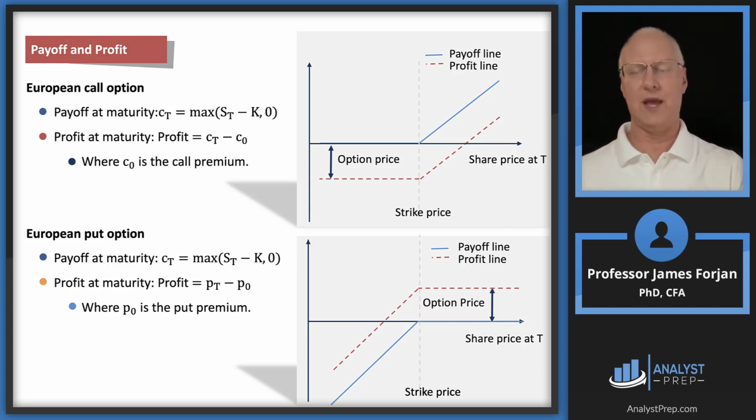So blue lines and dotted lines, and these are super easy to remember. Of course, if you have the call option, what happens? You win when the price goes up. When you have a put option, you win when the price goes down.